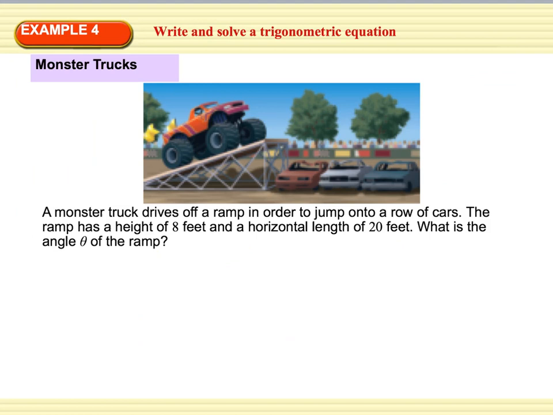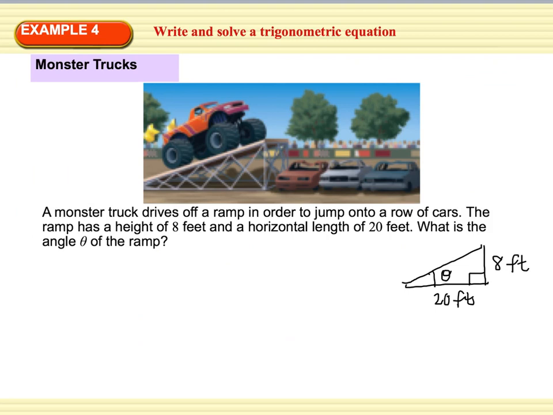Whenever you're given a story problem, the first thing you should always do is draw what's been given. So we have our ramp height, we have our horizontal distance, and our vertical distance, which just so happens to create a right triangle. It tells us that we have a height of 8 feet and a horizontal length of 20 feet. And we want to know angle theta of the ramp. Well, this right here is going to be theta.